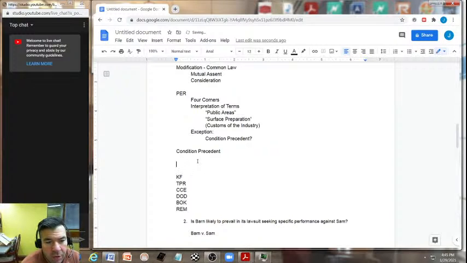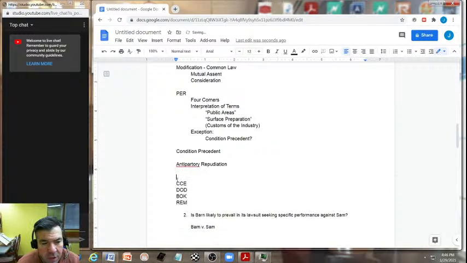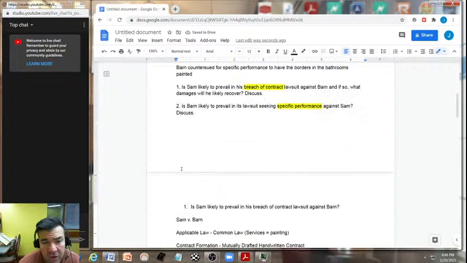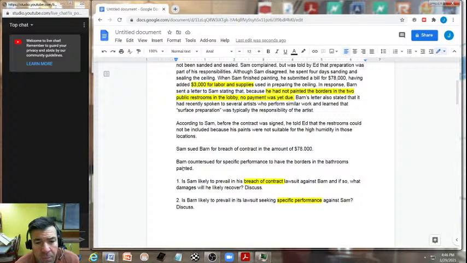We come down and first we're talking about the anticipatory repudiation. Also, we can kick out at this point: there's no third party rights. We've already talked about contract formation. We've pretty much hit upon the conditions, and right now we're talking about whether or not there were any type of excuses.